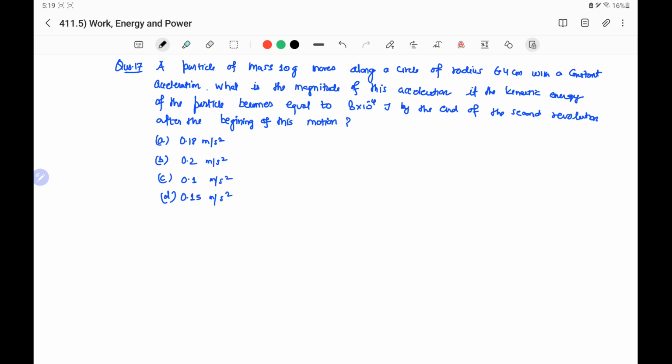Question number 17 is, a particle of mass 10 gram moves along a circle of radius 6.4 centimeter with a constant tangential acceleration. What is the magnitude of this acceleration if the kinetic energy of the particle becomes equal to 8 into 10 to the power minus 4 joule by the end of the second revolution after the beginning of this motion? Options are 0.18 meter per second square, 0.2 meter per second square, 0.1 meter per second square and 0.15 meter per second square.